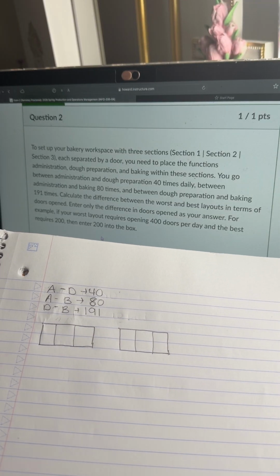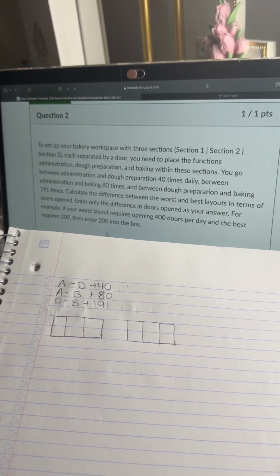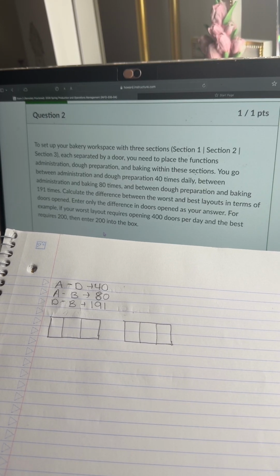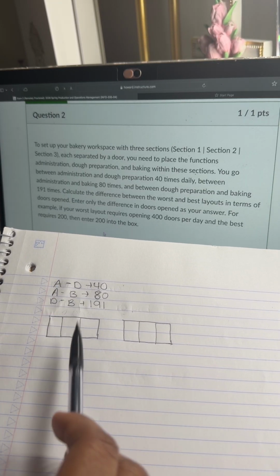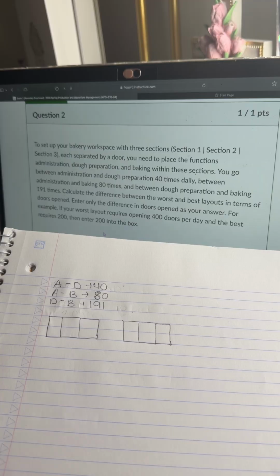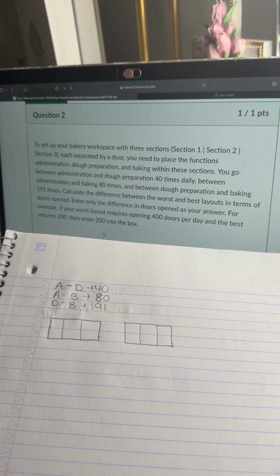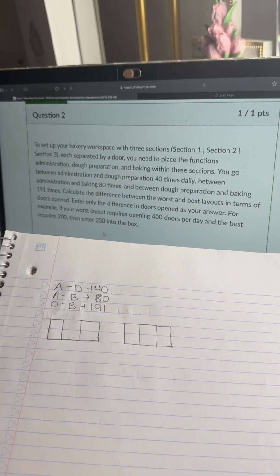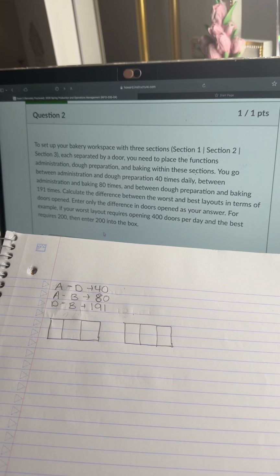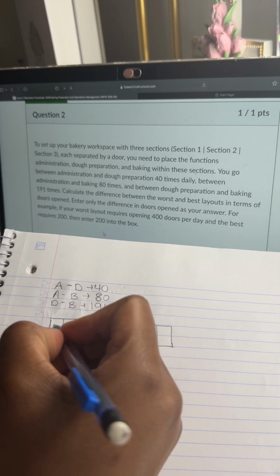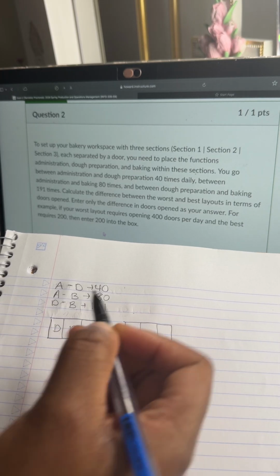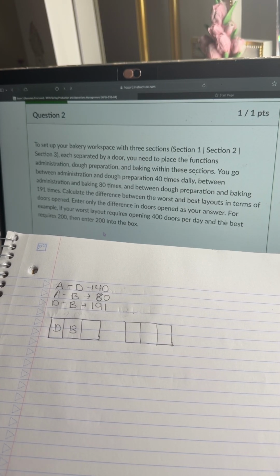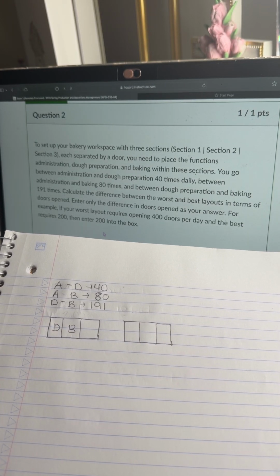So the best way to think about it is, for the best layout, which sections do you go to the most, and put those together. That's literally how I do it. We know that we go to dough and baking the most times on a day-to-day basis. So the best possible circumstance would be if dough and baking were right next to each other, because it just makes it an easier process.